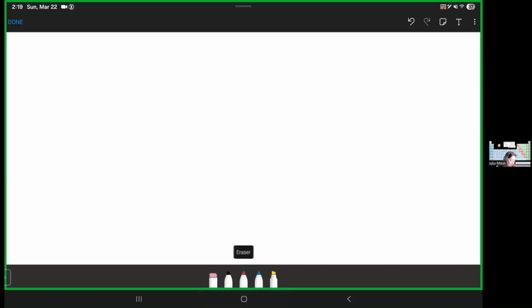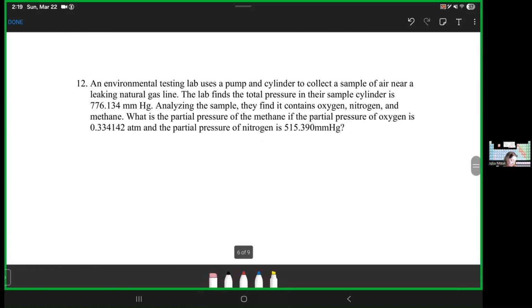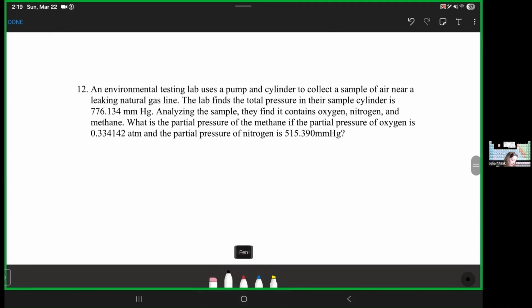Okay. All right, so let's look at this next one. We've only got a couple of problems left. Oh, so this has a lot of information in it, right? But let's not freak out. So I have a testing lab that collects a sample of air near a leaking natural gas line. The total pressure in their cylinder is this, so I'm going to go ahead and write that down. Pressure total, 776.134 millimeters of mercury.